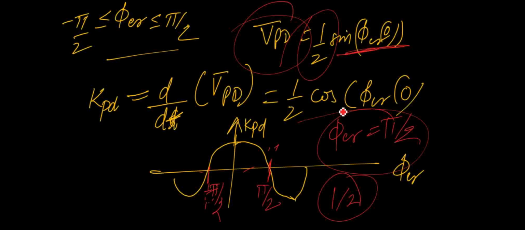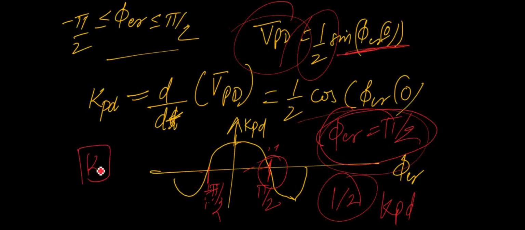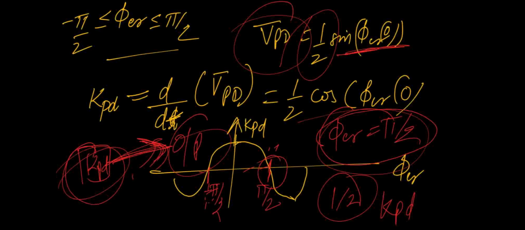Now in this case, what is the value of the KPD? KPD is the minimum. What does it indicate? It indicates that if KPD is very small, then the output of this block, the response, will be very small because this value is very small. So this type of problem is with this type of phase detector. This is the issue with this analog mixer type phase detector.